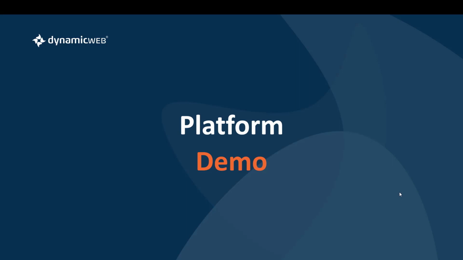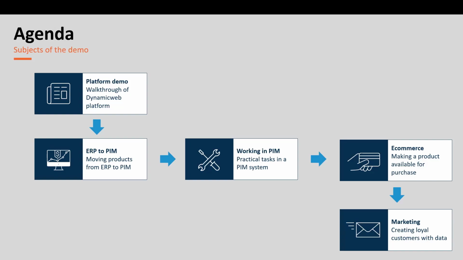All right, so I'm going to be giving us a platform demo, and what this contains is basically, like I said, a platform demo or a walkthrough of the Dynamicweb platform. We're going to be taking a look at the different modules and how it looks and works in practice. And then we're going to take a look at how Dynamicweb adds value to this unified commerce offering that we've discussed a little bit already.